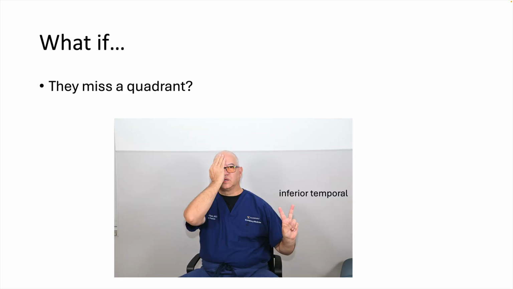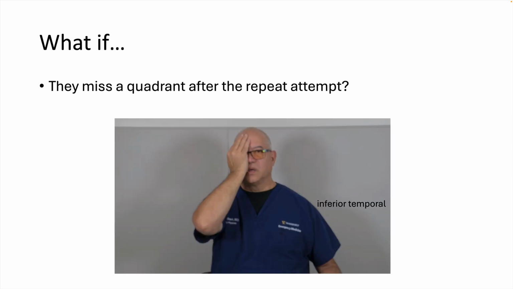What if they miss or incorrectly identify a quadrant? Finish your examination and return to that quadrant and try again using a different finger combination. What if the patient misses a quadrant on the repeat attempt? Use hand motion, starting from the peripheral vision to the central vision.